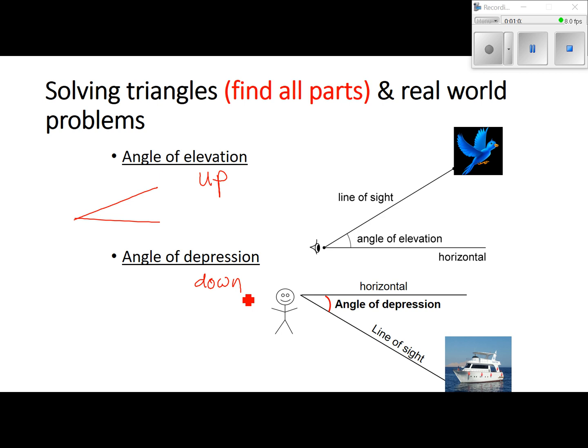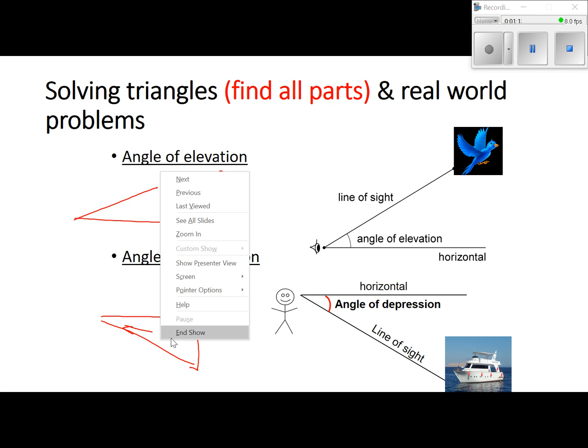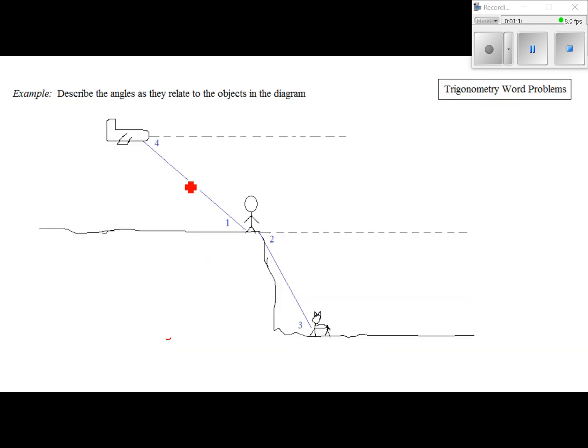For angle of depression, you've got your line going across, and then it'd be like you were looking down. So that angle would be an angle of depression, and if we finished it out, you'd have a right triangle there. So angle of elevation, angle of depression. If we're looking at this, just notice here that I've got 4 angles.